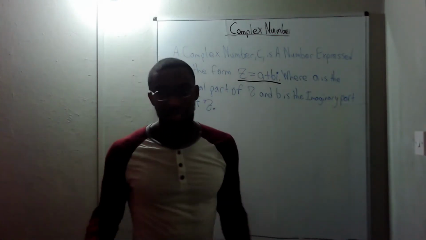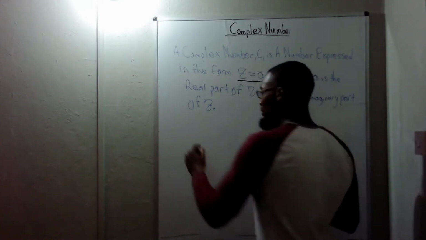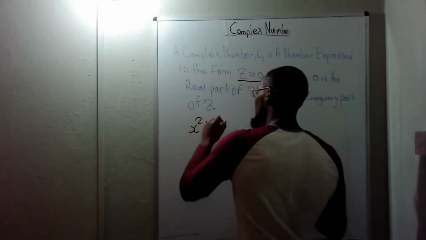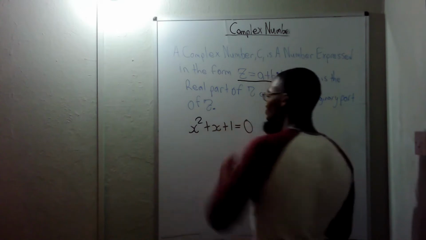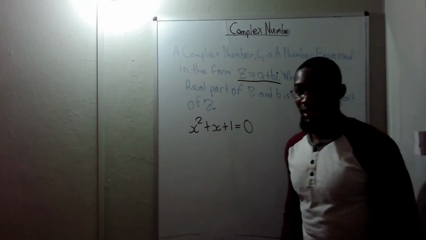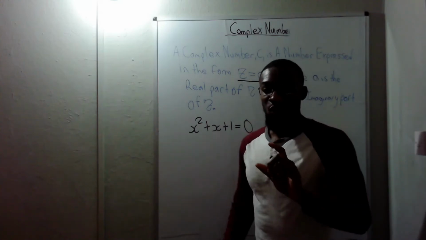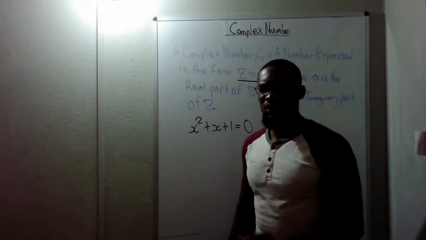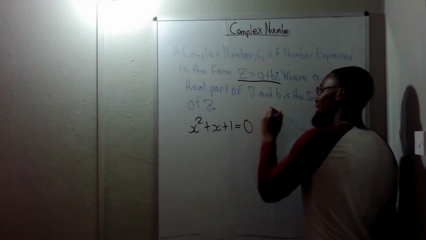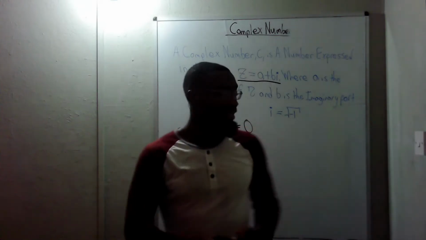So just a typical example, look at this. If we were solving x squared plus x plus 1 equal to 0, we're just looking at a simple quadratic. And remember, what did we say we call the square root of negative 1? Remember, i is equal to the square root of negative 1. Always bear this in mind.